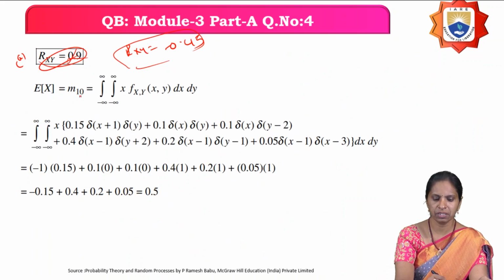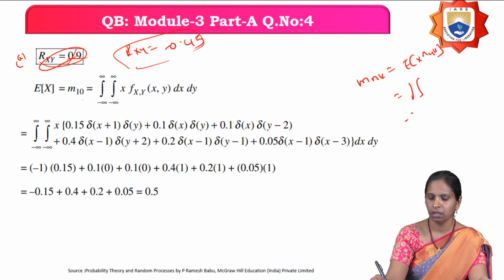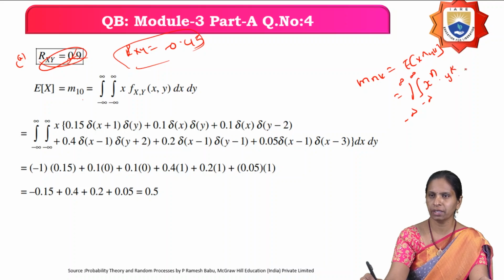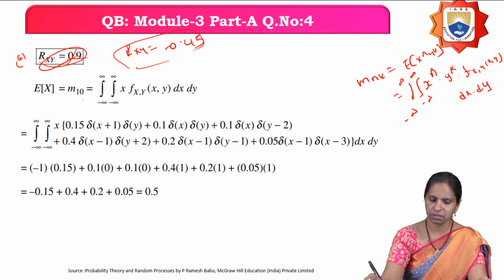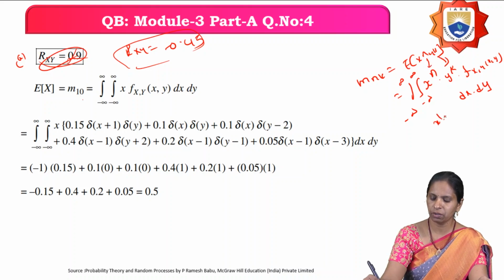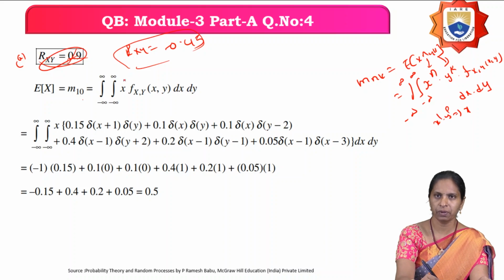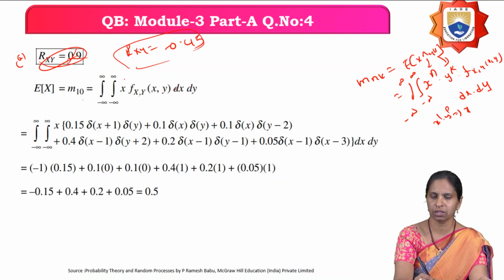Nothing but m10 only. What is m and k? It's nothing but the expectation of x power n into y power k, that equals integration from minus infinity to infinity x power n into y power k into fxy of x comma y dx dy. So in place of n you have here 1, in place of k you have here 0. So x power 1 into y power 0 is nothing but x here. Therefore x into fxy of x comma y dx dy. Now substitute the joint density function. If you simplify, then you get u of x equals 0.5.